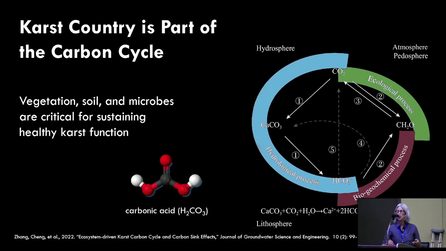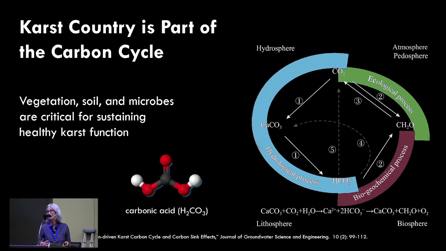Karst country is part of the carbon cycle. Now, this is kind of a newer discovery. For a long time, they didn't know where, I think it was like 20% of the carbon was going as part of the global carbon cycle. They finally figured out, oh, it's karst country. It's cycling the carbon, and when it's degraded, it cannot cycle it. Vegetation, soil, and microbes are critical for sustaining healthy karst function.